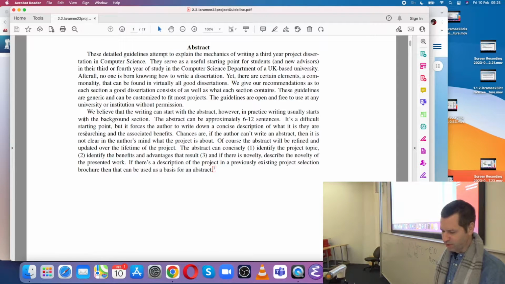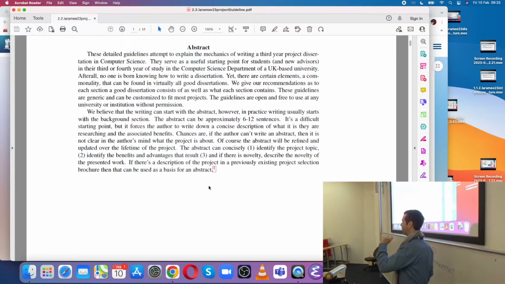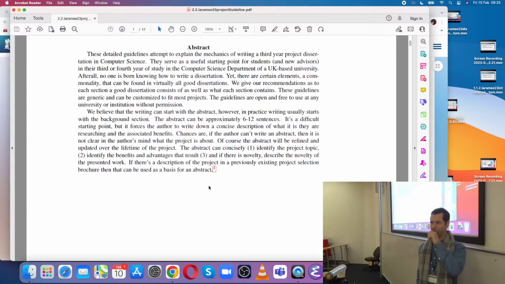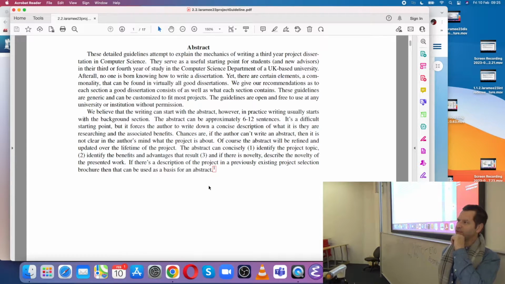Of course, the abstract will be refined and updated over the lifetime of the project. The abstract can concisely identify the project topic, identify the benefits and advantages of the results, and if there is any novelty, describe the novelty of the presented work. If there's a description of the project in a previously existing project selection brochure, then that can be used as a basis for an abstract. You're choosing projects a lot from your project brochure, so you can start with that as an abstract.